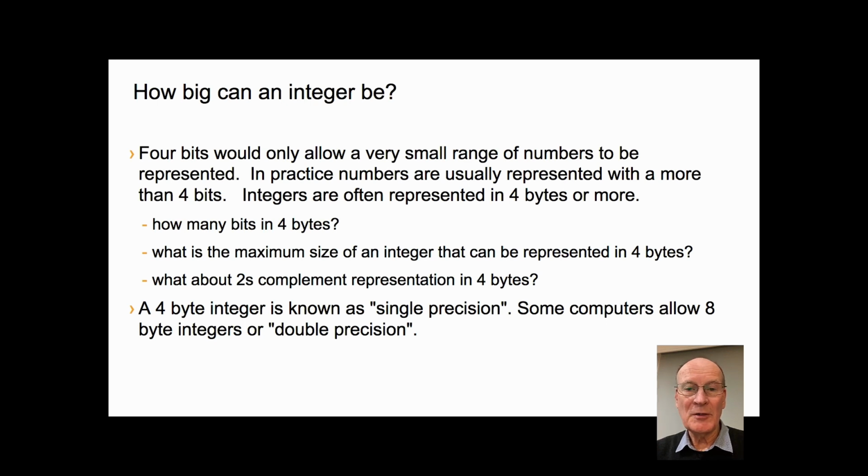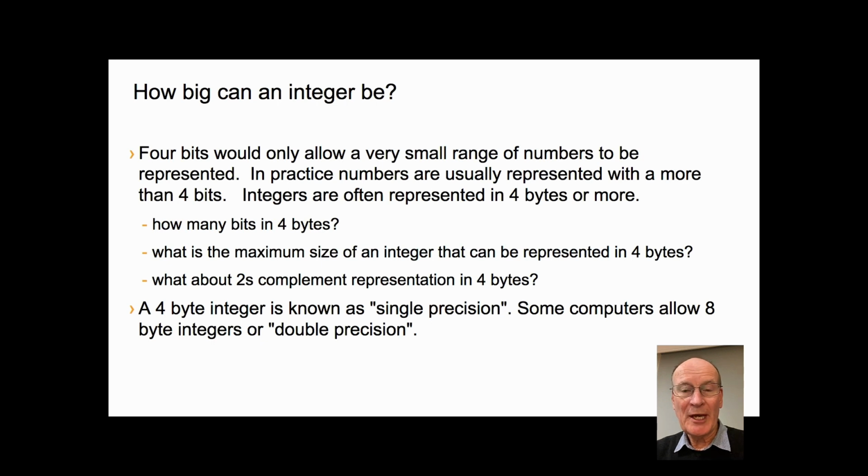Some microcontrollers and other smaller machines might use 2 bytes. But 4 bytes is a very common way of representing an integer. So, first question, how many bits are there in 4 bytes? Well, we know there are 8 bits in each byte, so therefore there are 32 bits in 4 bytes. So that means an integer is 32 bits long. What is the maximum size of an integer that you can represent in our 4 bytes?